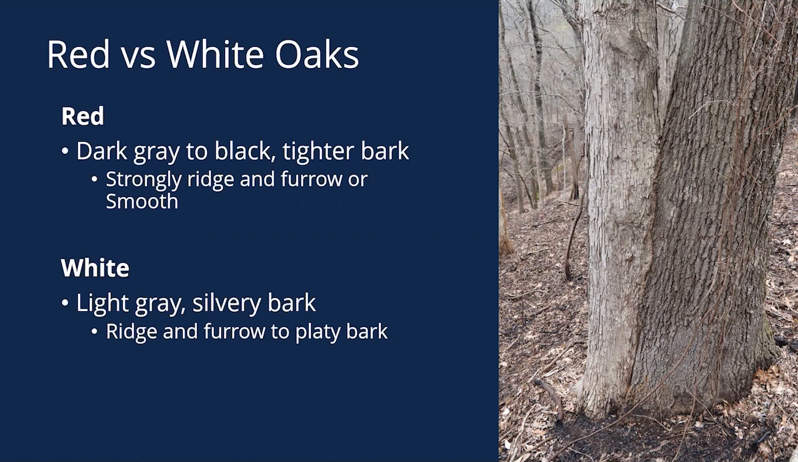So red oaks as a group typically have dark gray to sometimes blackish bark. It'll be darker than the white oaks. The bark in general is tighter bark and usually strongly ridged and furrowed, can be somewhat blocky or smooth. White oaks, in contrast, usually have a lighter gray or almost silvery bark or a whitish color bark. They can be ridged and furrowed to actually oftentimes platy bark, especially with white oak, the white oak species itself.